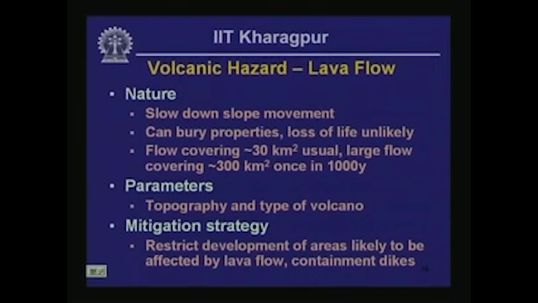Parameters that govern the hazard in this particular case are topography and the type of volcano. Mitigation strategy in this case includes restricted development of the areas likely to be overrun by lava flow, and containment dikes in order to confine the lava flow movement.